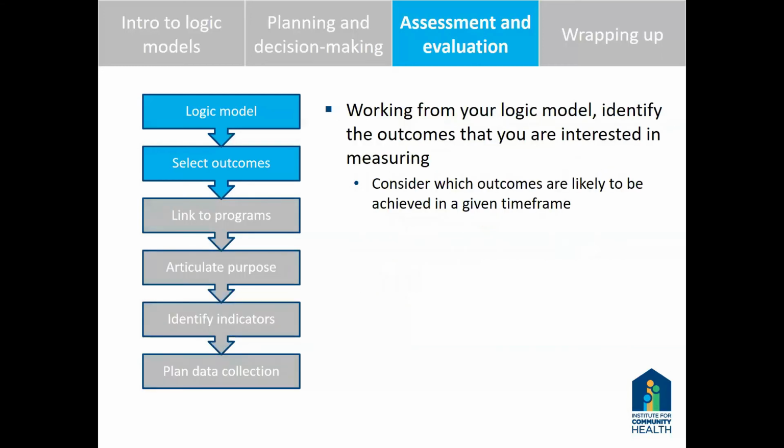So there are six steps in the flowchart on the left that I'll talk through. So the first thing, you start with your logic model. And from there, look at the outcomes, the things that you hope will change as a result of your program, and identify which ones you're interested in actually measuring and collecting some data on.